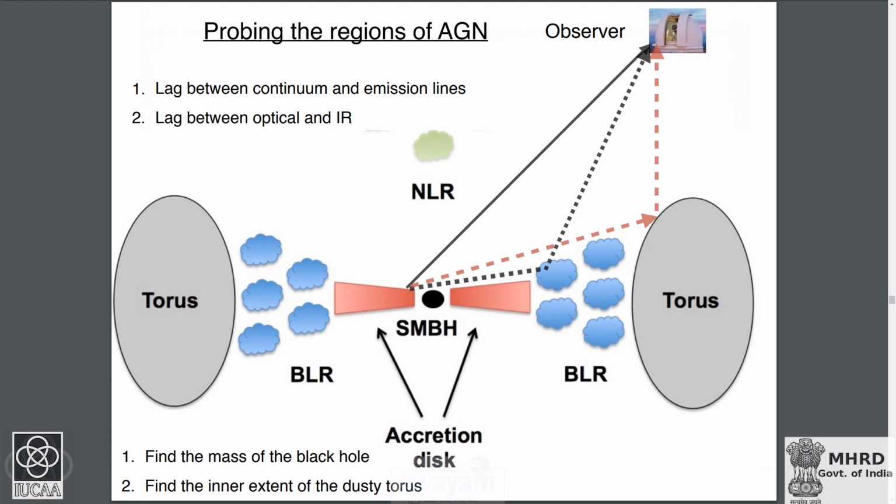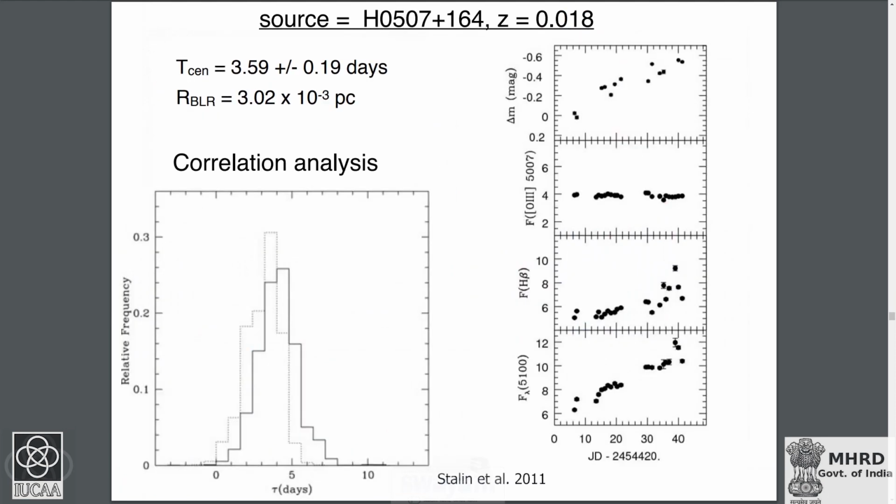Therefore, by repeatedly monitoring the source in spectroscopy, we will be able to find the mass of the black hole, first thing. The second thing is, if you monitor the source repeatedly in optical and IR bands, you will be able to find the inner edge of the dusty torus. This is the way you find the extent of the dusty torus.